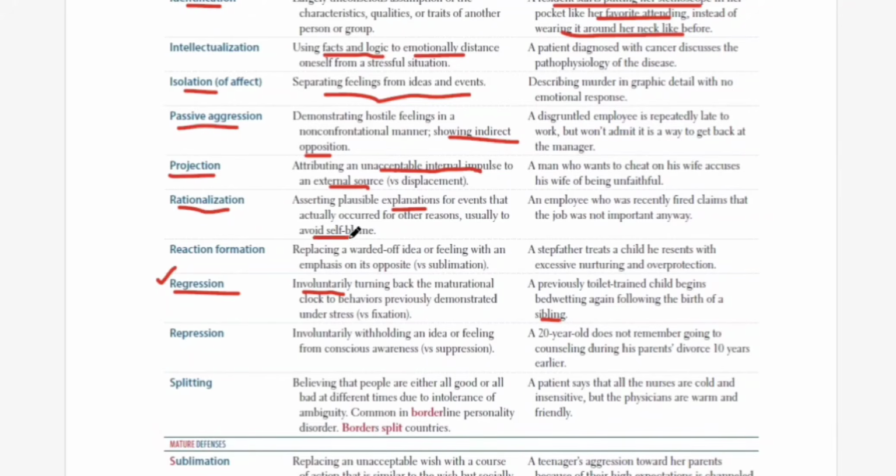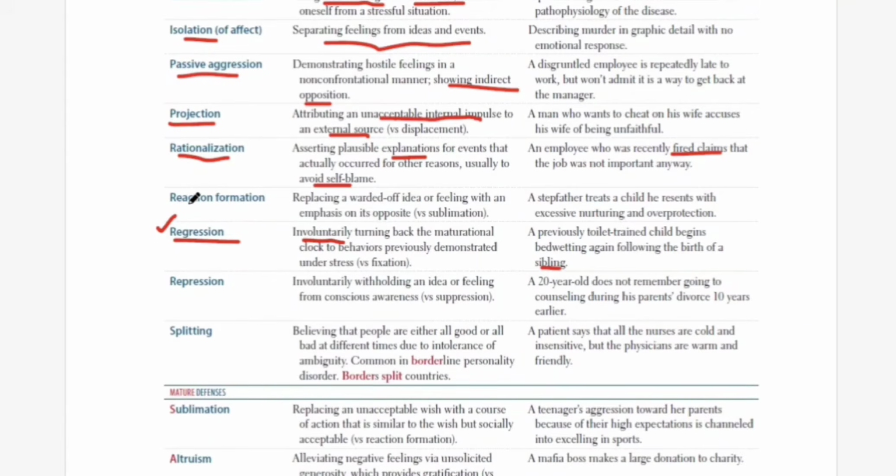So, for example, an employee who was recently fired said, yes, that job wasn't that important anyway, so it's fine for me. So instead of admitting any mistake, he's giving a reasonable sounding explanation. So this is basically rationalization.